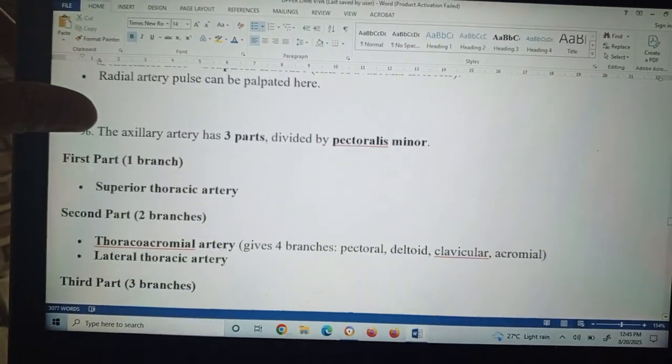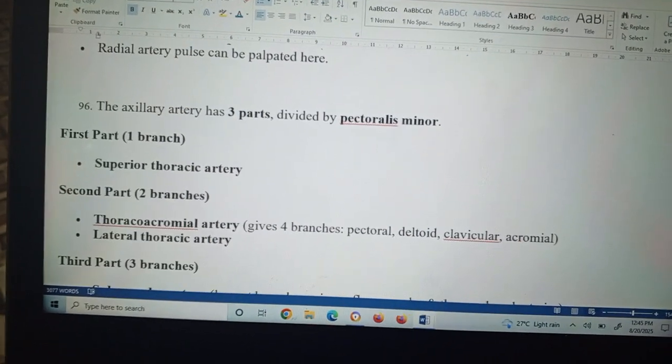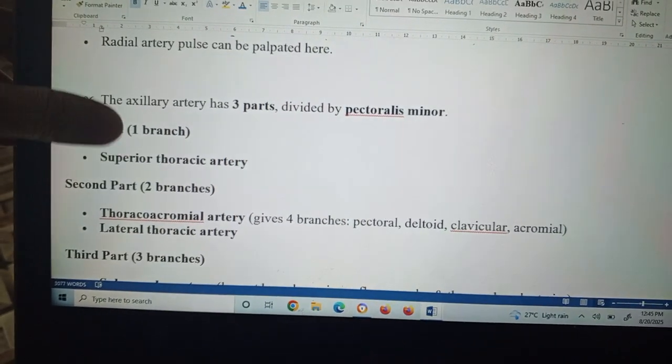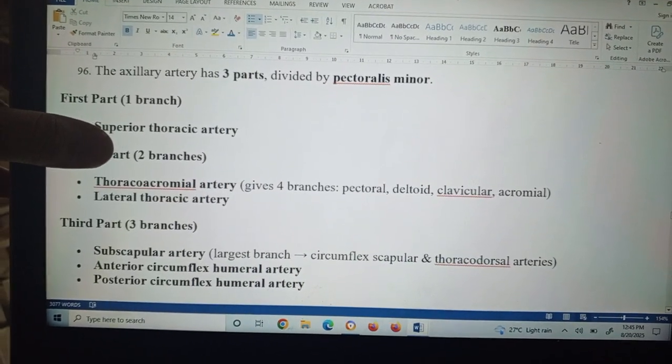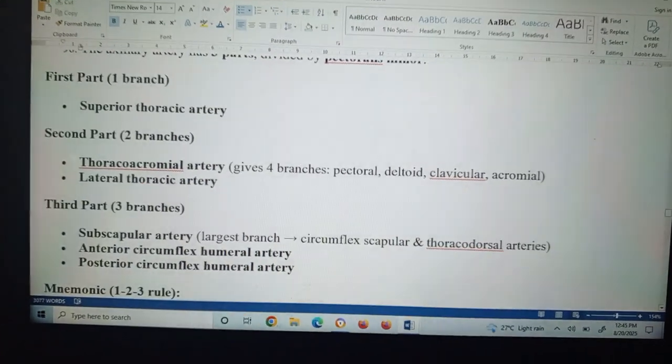Now come to the axillary artery. Which branch of the axillary artery is the largest? Subscapular artery is the largest branch of the axillary artery. There are 3 parts of the axillary artery, and these 3 parts are divided by the pectoralis minor. It's a very important question from the MCQ point of view and Viva point of view as well.